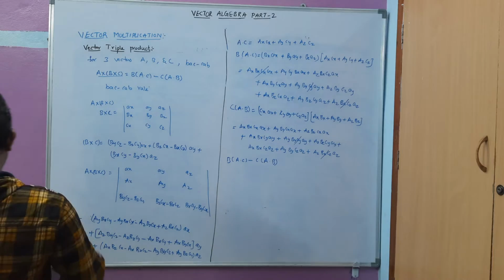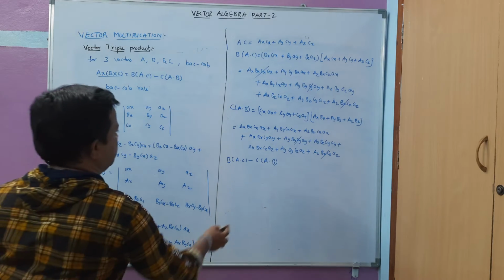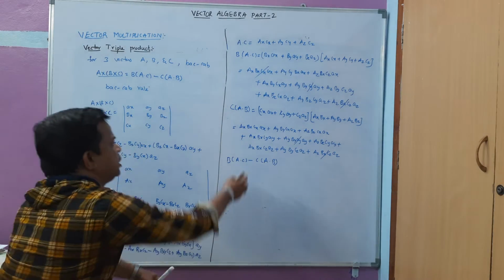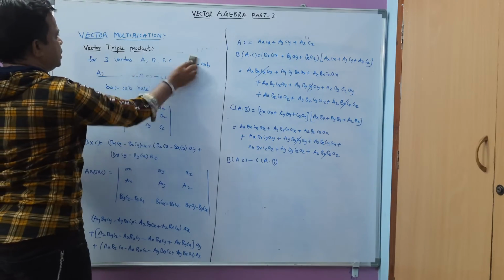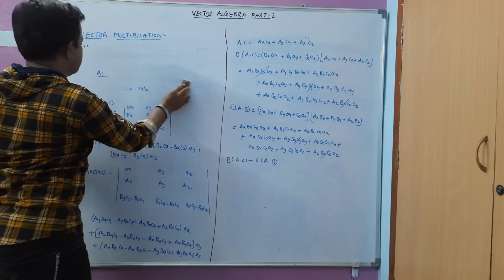Okay, now I will stop here. Why? Because it will take again lengthy derivation. So you will get the same result here. LHS is equal to RHS. Okay, this is about vector triple product.